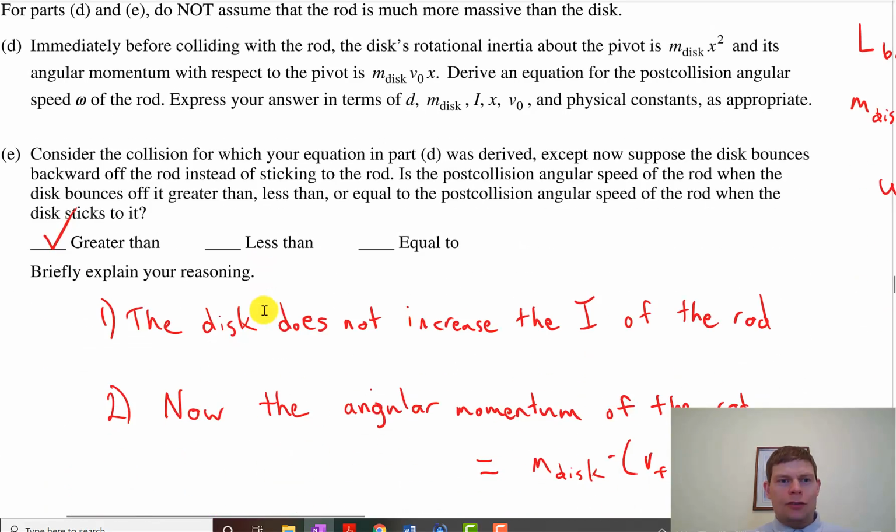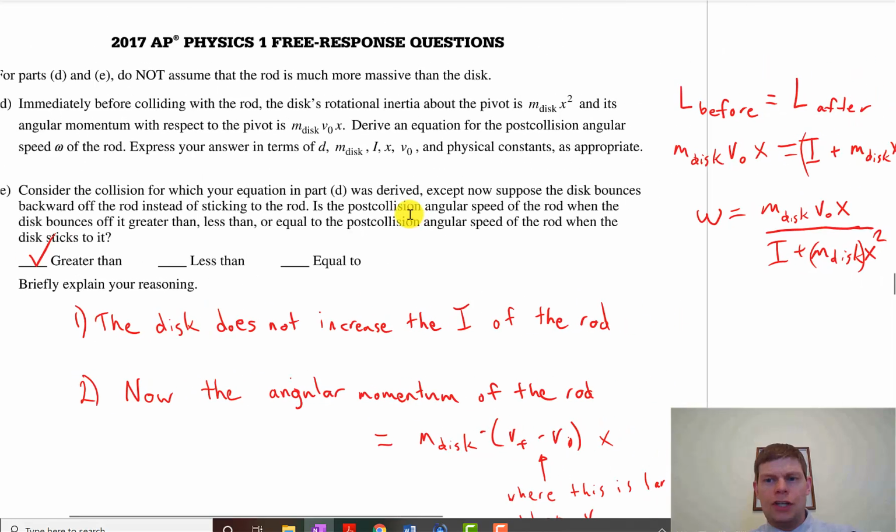Okay, for parts D and E, we do not assume that the rod is much more massive than the disk. So for D, immediately before colliding with the rod, the disk's rotational inertia around the pivot is m x squared. Remember, it's like a point mass, so it's m r squared for moment of inertia. And its angular momentum with respect to the pivot is m v r, m disk v naught x. Derive an equation for the post-collision angular speed of the rod.